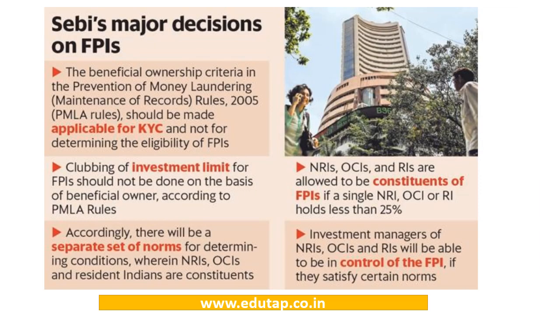So these were the major decisions which were taken by SEBI, that these rules have to be made applicable only for KYC and not for determining the eligibility. And it was also said that NRIs, OCIs, and resident Indians are allowed to be constituents of an FPI if a single NRI, OCI, or resident Indian holds less than 25% in that FPI. So this is about the changes which were made, and we have already discussed them as a part of a separate circular. So you are requested to cover that particular circular as well for better understanding of this news item.